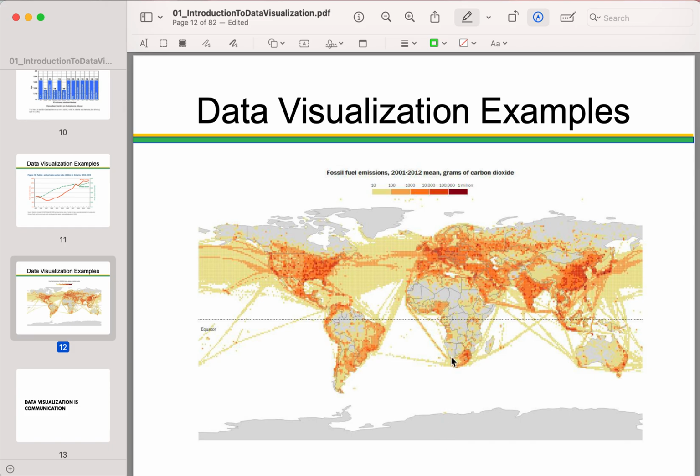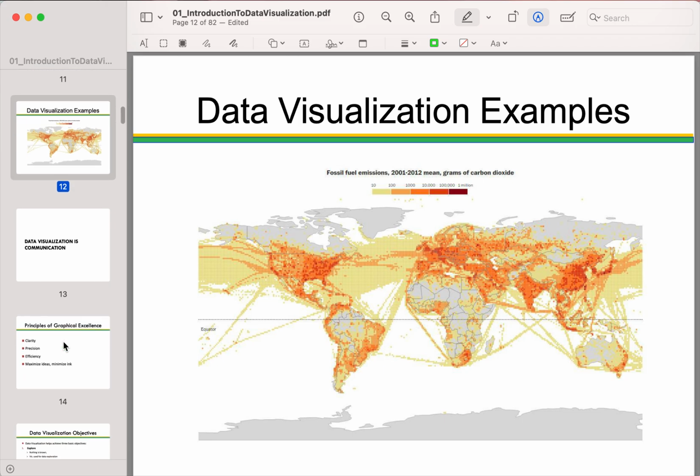Yet another visualization. This one is more using a map. So we had a bar chart, a line chart, and now we have a map. So this is a map of the world. By using color, it shows fossil emissions. So it shows the grams of carbon dioxide that is being emitted by the heating in those countries.